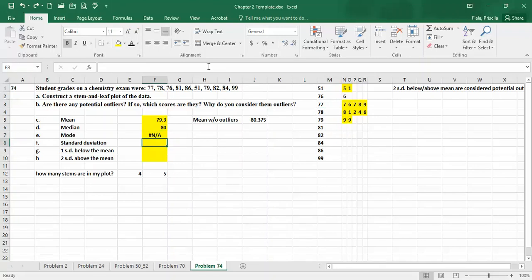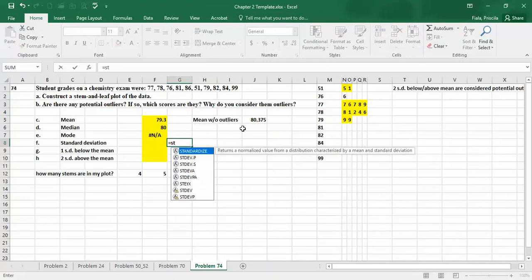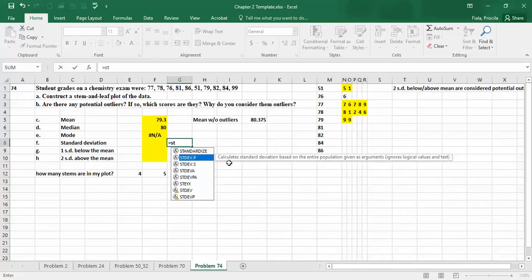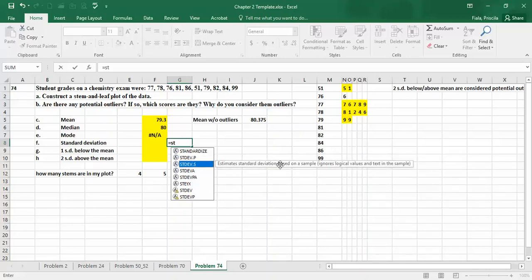Okay. For your standard deviation, this is the tricky one. Excel has two formulas. Excel has standard deviation of your population and standard deviation of the sample. Most of the time you're going to be using the standard deviation of your sample. Right here it tells you calculate standard deviation based on the entire population. Calculate estimates the standard deviation based on a sample.